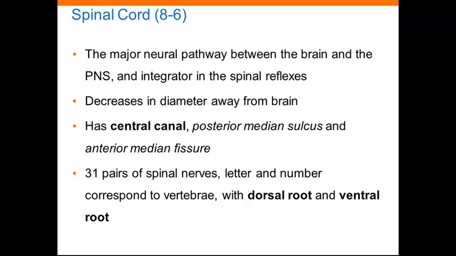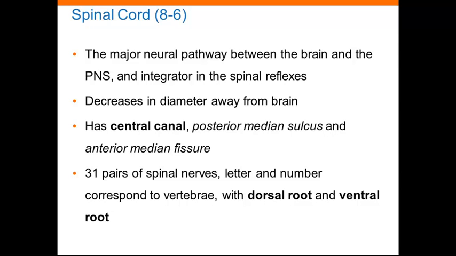A narrow passage inside the spinal cord containing cerebral spinal fluid is called the central canal. The surface of the spinal cord is indented by the posterior median sulcus and a deeper anterior median fissure.